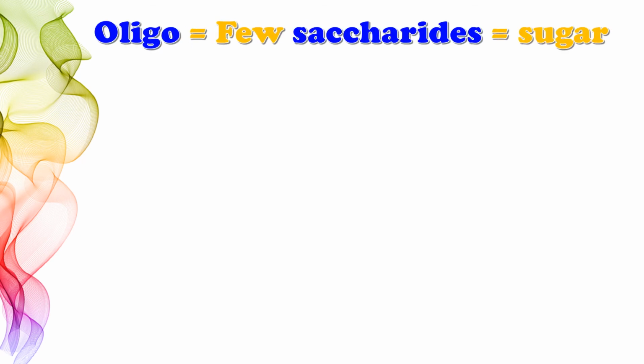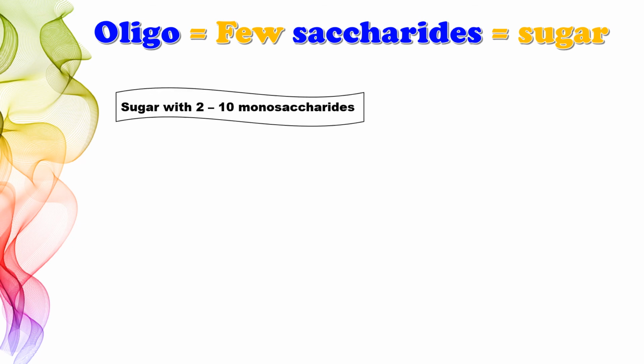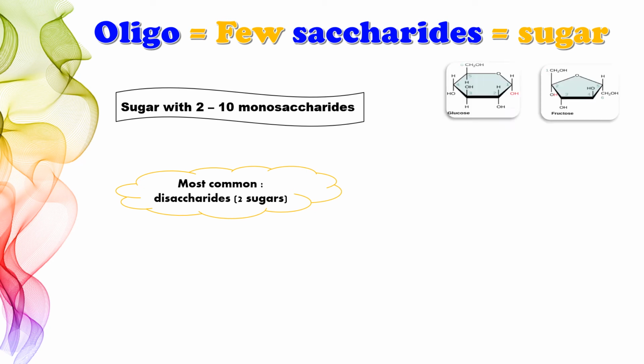Next, the second major class of carbohydrates, the oligosaccharide. Oligo means few and saccharide means sugar. Oligosaccharide can be described as carbohydrate with 2 to 10 monosaccharides that are linked together. The most common one is the disaccharide, which consists of 2 units of monosaccharides.